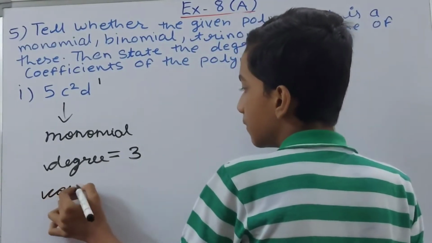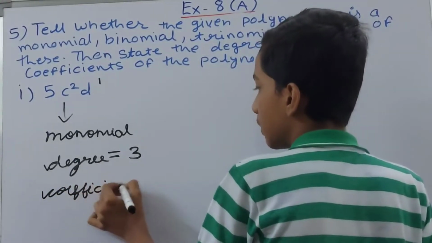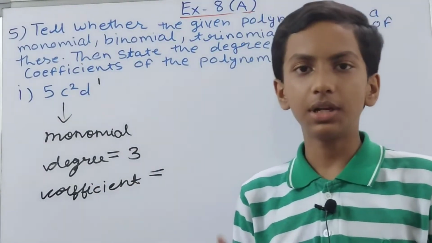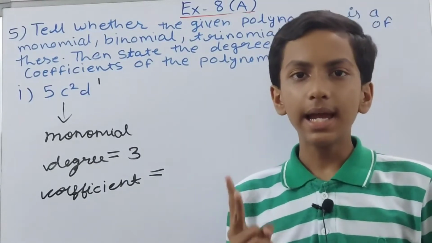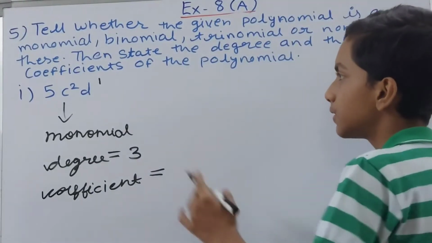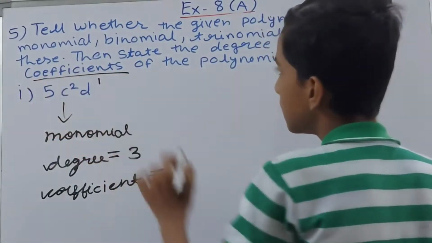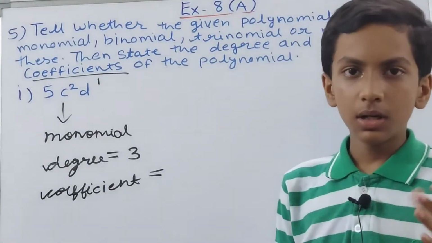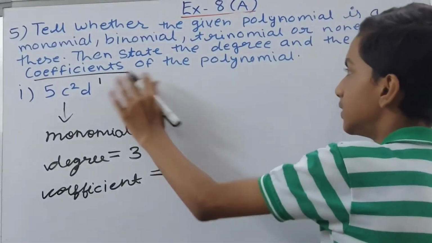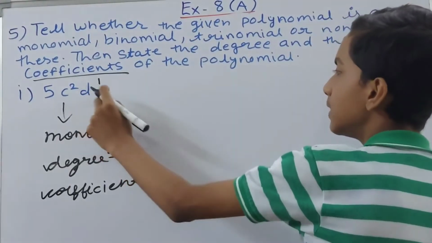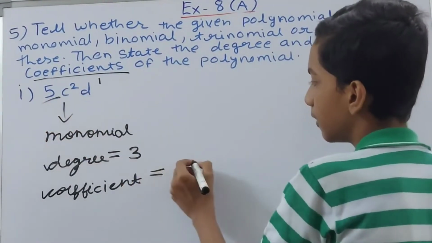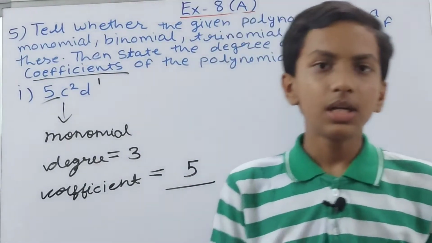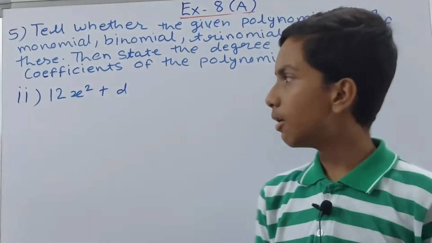And now for the coefficient, you can see here which type of coefficient it is asking. There are two types, numerical coefficient and literal coefficient. When it is just written coefficients, we always write the numerical coefficient only. If it is written a particular coefficient, then we write that. But if it is just written this, you write the numerical coefficient. In this, the numerical coefficient will be 5, right? Just simple, the number in this expression is the numerical coefficient. Let's move on to the next part.